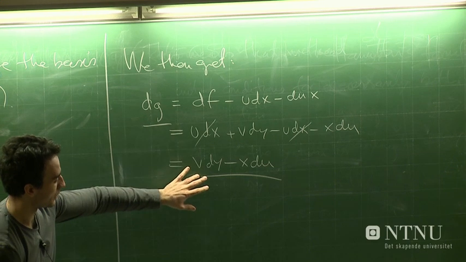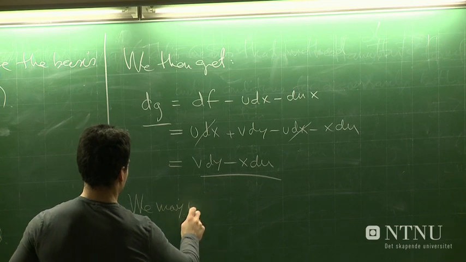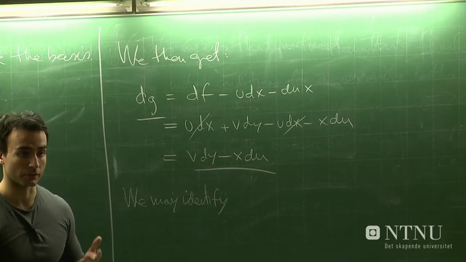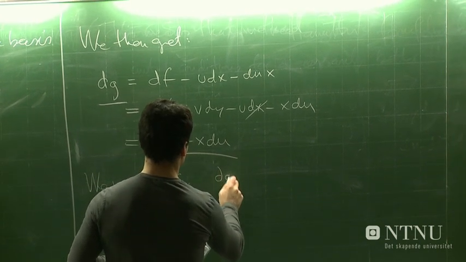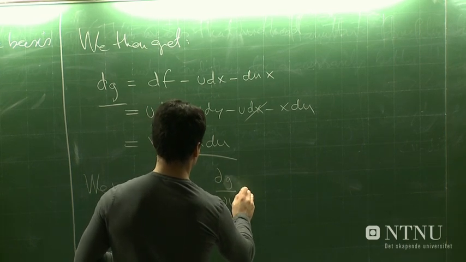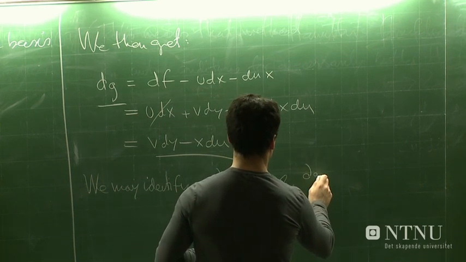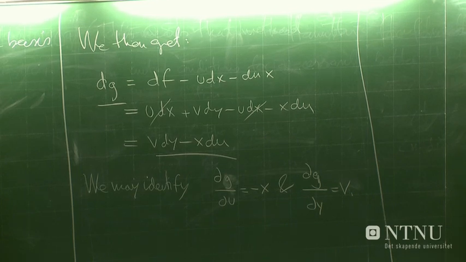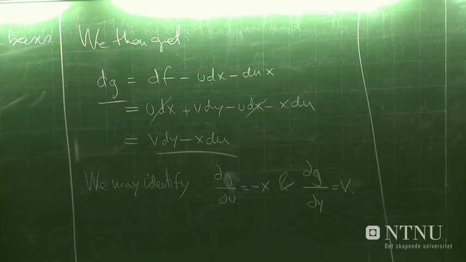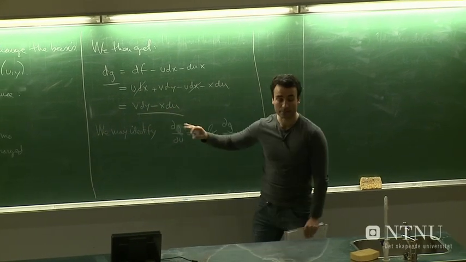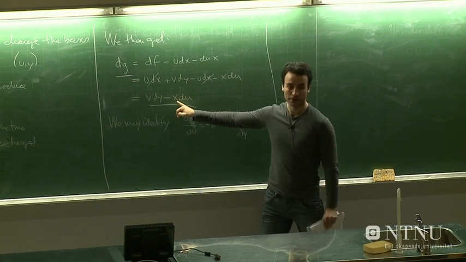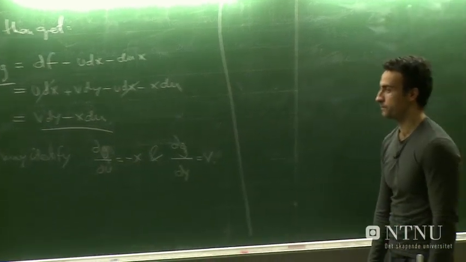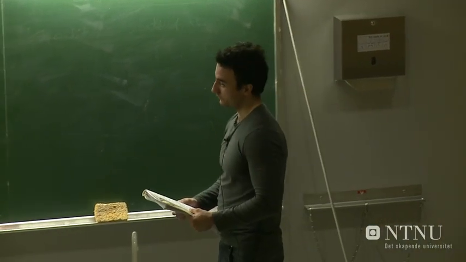So by comparing this with this expression, we can identify these two factors, v and x, in terms of the partial derivatives of g, namely the following. So we've changed the basis from x, y to u, y, and these two factors are now functions of u and y, the partial derivatives of this new function g with respect to u and y. Okay, that's a suitable place for a break.